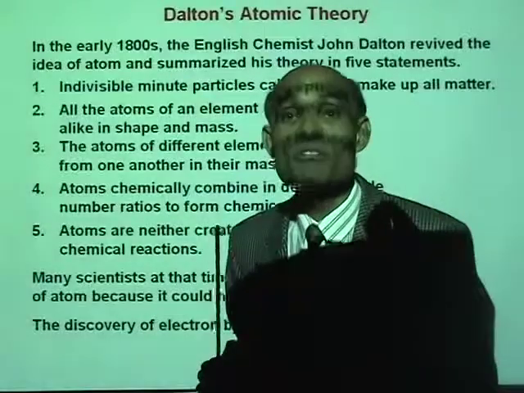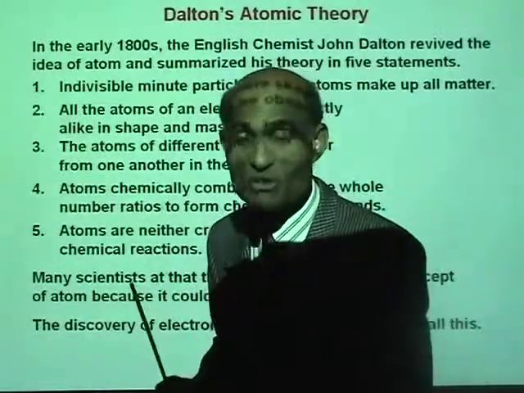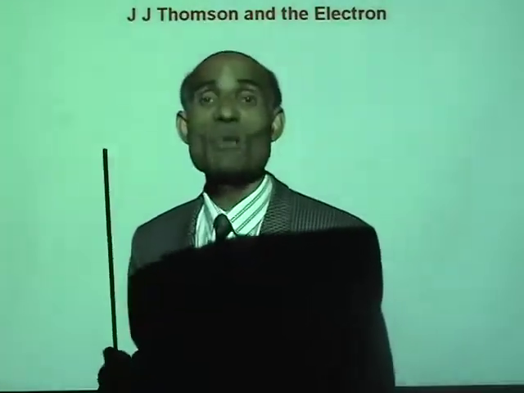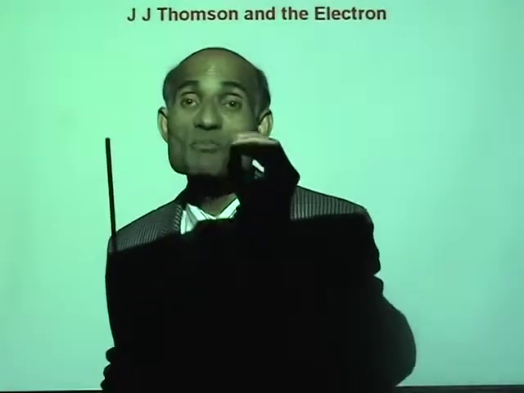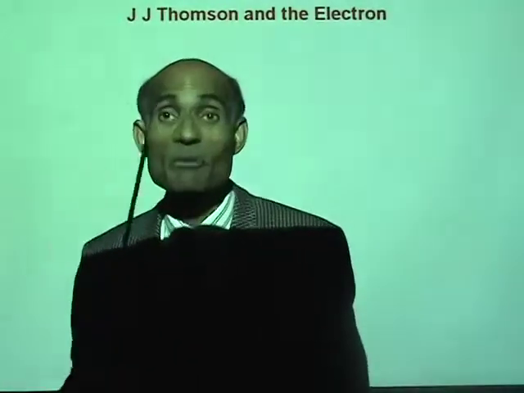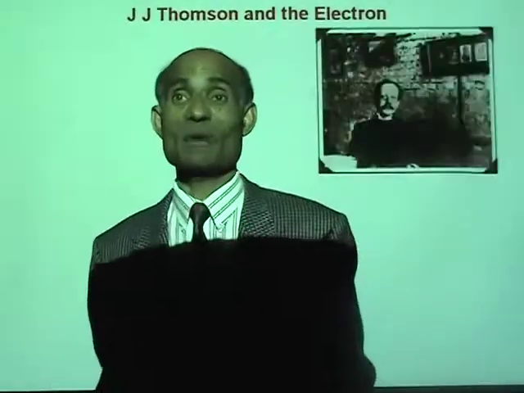a very eminent physicist called J.J. Thomson. Now, what did J.J. Thomson do? J.J. Thomson is the one who discovered the small particles called electrons. Now, how did he discover it? I'm going to take 5 minutes maybe to talk about it.